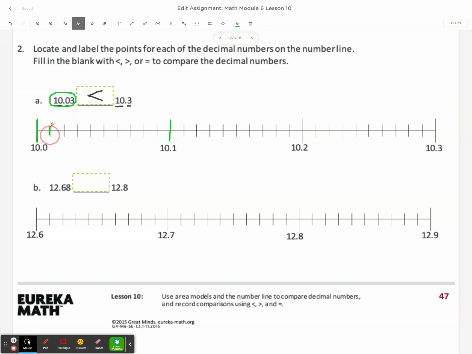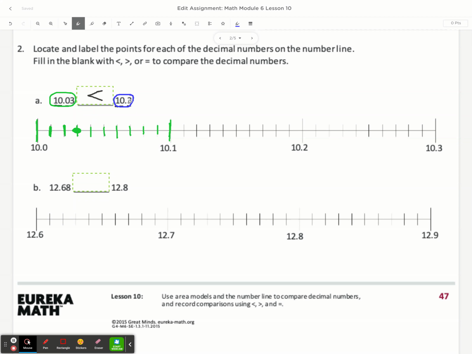And let's see, we have 1, 2, 3, 4, 5, 6, 7, 8, 9, 10 lines gets us to 10.1. So I know that each of those lines is equal to 1/10. So that means that if this first line right here is just 10, this next line would be 10.1, 10.2, and 10.3 would go right here. And now I'm going to show the other number, sorry, that was 10.03.